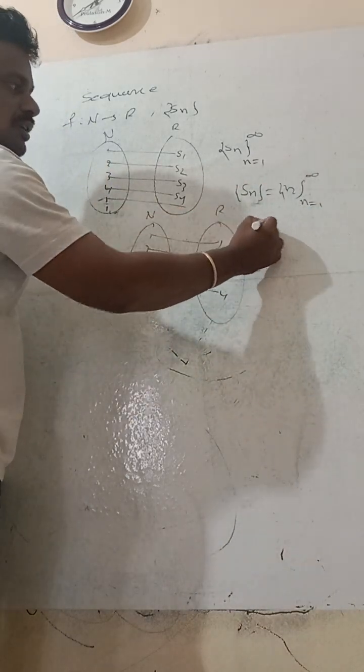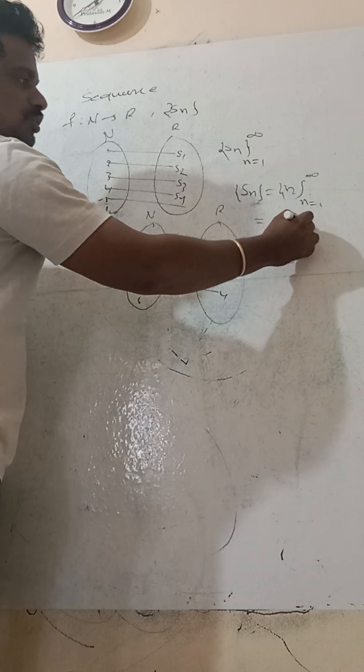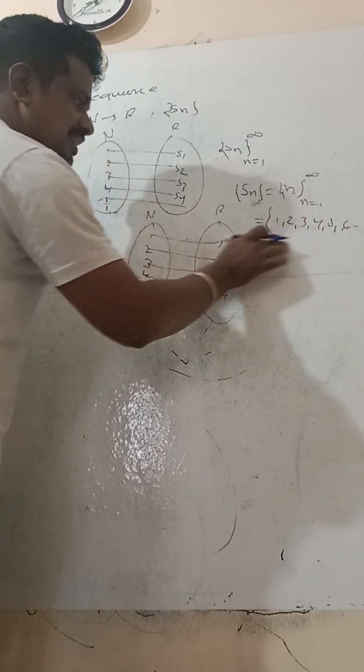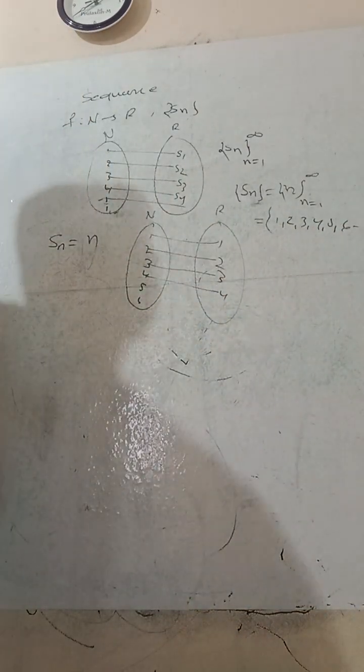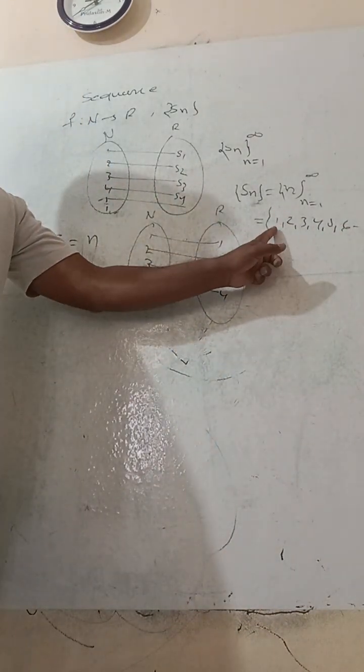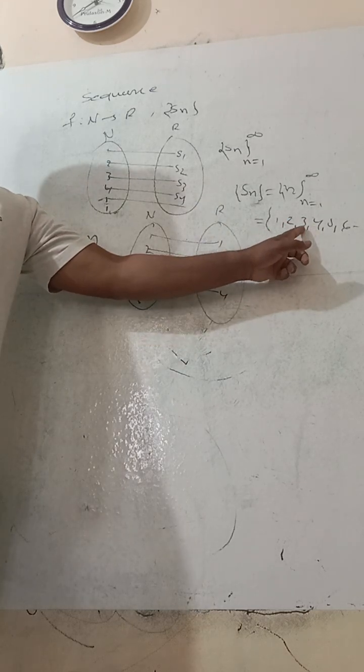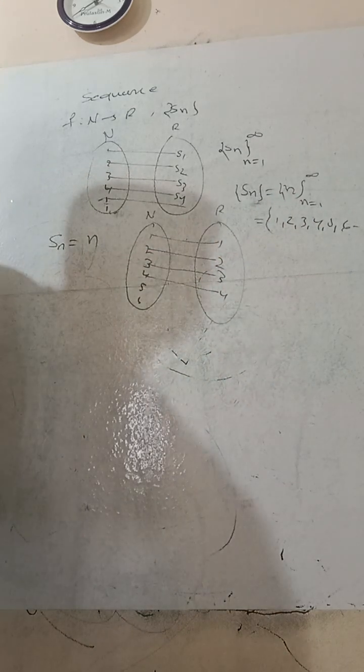So therefore put here 1, 2, 3, 4, 5, 6 and so on. So this is called a sequence. Now here 1 is called the first term of the sequence, 2 is called the second term of the sequence, and 3 is called the third term of the sequence.